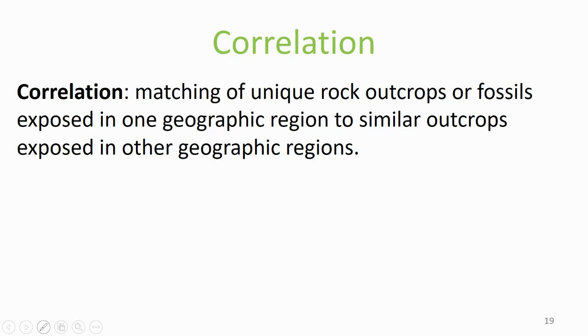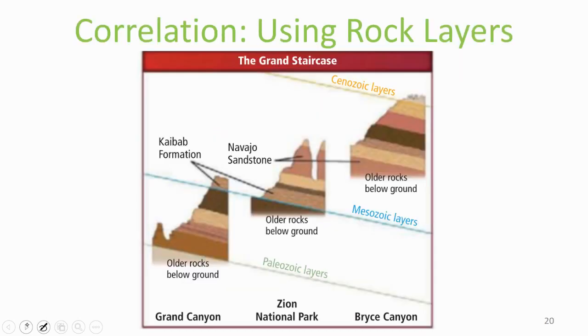Correlation is the matching of unique rock outcrops or fossils exposed in one geographic region to similar outcrops exposed in other geographic regions. We can do correlation using rock layers. The Kaibab limestone layer rims the top of the Grand Canyon in Arizona, but it's also found more than 100 kilometers away at the bottom of Zion National Park in Utah. So geologists know that these layers formed at the same time through correlation.